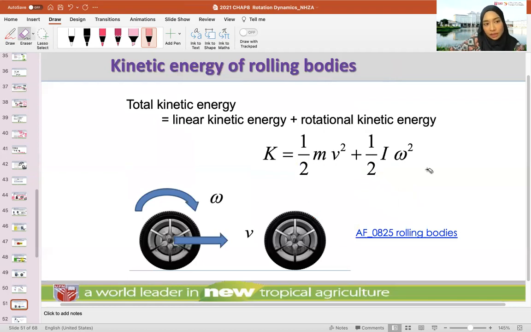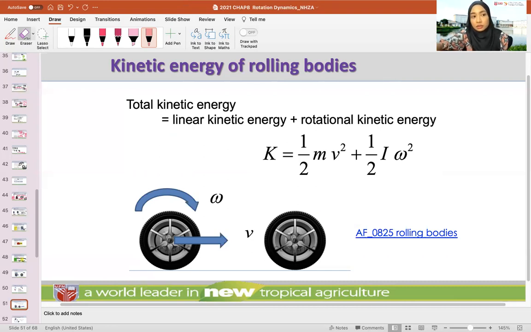Okay, so we have a different equation for kinetic energy. Previously, it was linear kinetic energy ataupun rotational kinetic energy. Now, if we have a rolling body, which means that it has both the rotational and also the translation, we need to have two types of kinetic energy. One kinetic energy for the linear part, which is the translation, and one part of the kinetic energy as for the rotating part. So it becomes K equals to 1/2 mv squared plus 1/2 I omega squared. This is specifically for a rolling body.